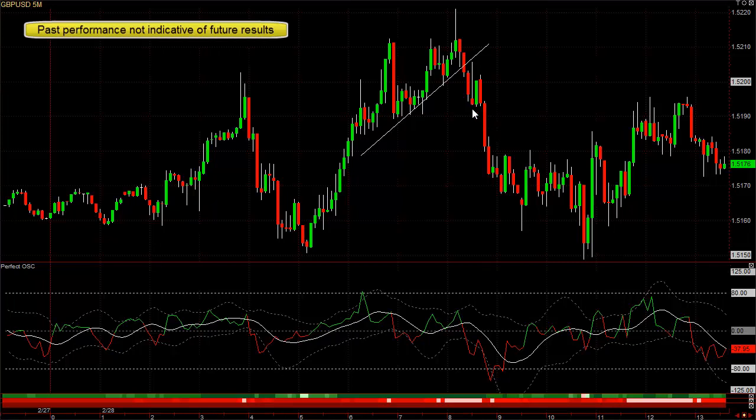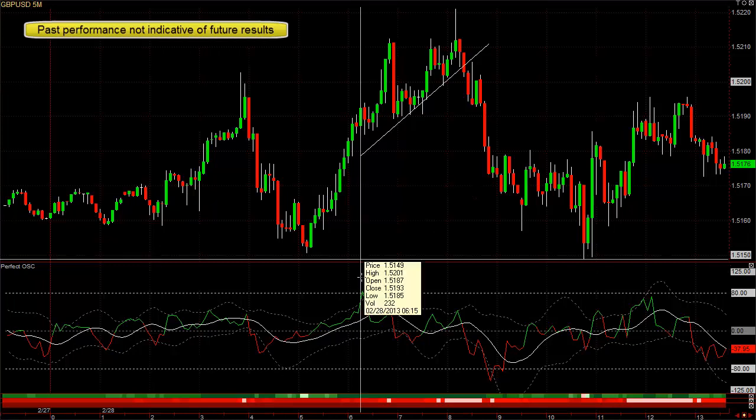And another way I've been using this is if the market's kind of dead and then it hits the plus 80 level, well, guess what?